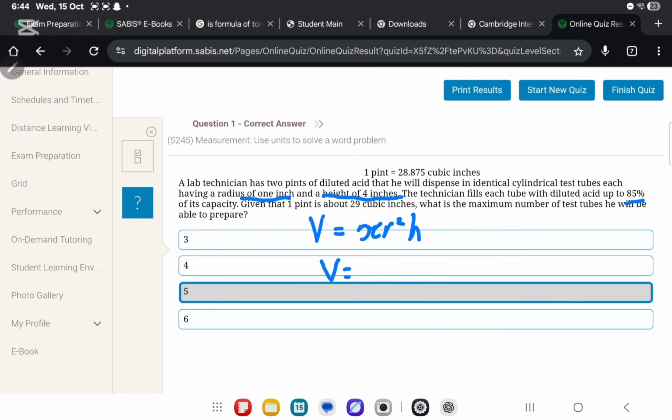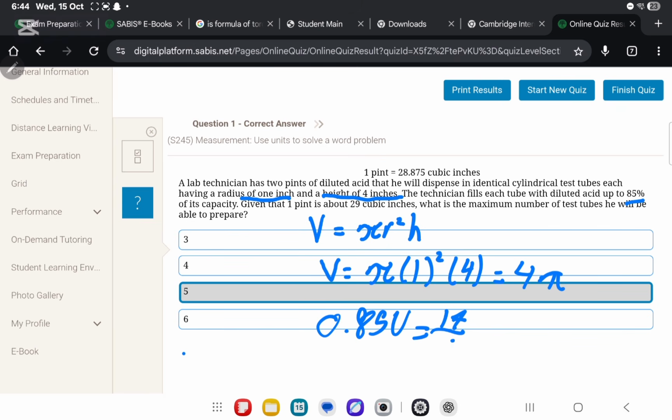So we're gonna use pi times 1 squared times h, which is 4, right? So now this will give you 4 pi. However, only 85% is used, so 0.85, right? Because that's 85%. 0.85 times 4 pi is 17 over 5 pi. Now, they say that there are 2 pints, right? So this is cubic inches, by the way, inches cubed, because this was in inches, and it's inches squared, and this is in inches. Inches times inches squared will make inches cubed.